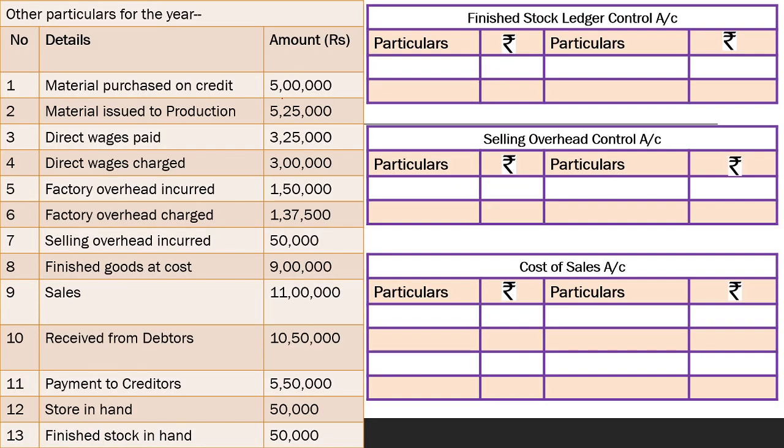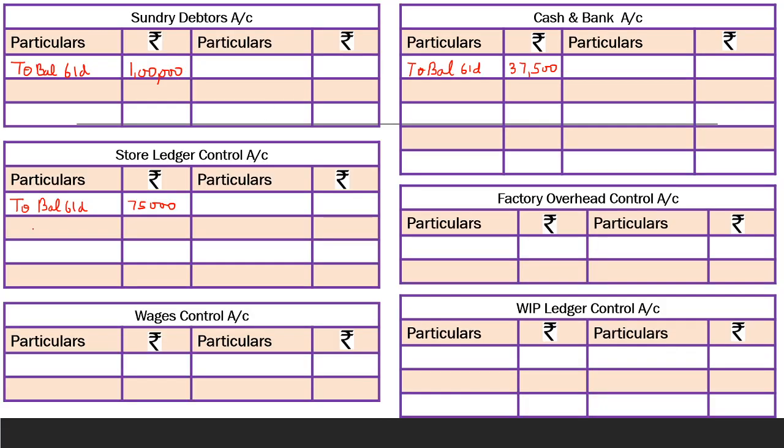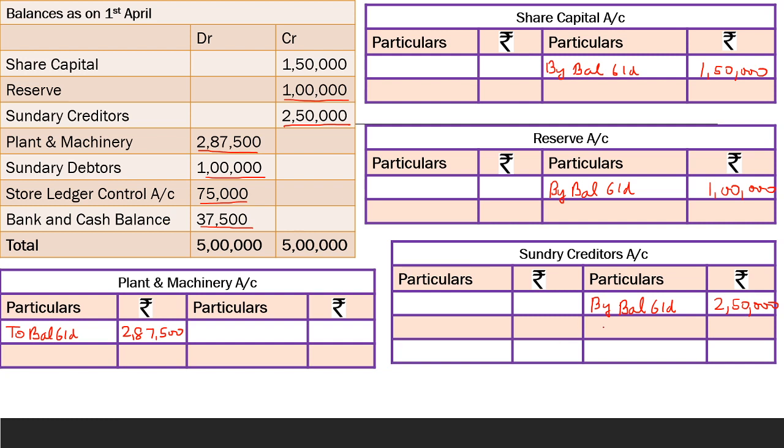Now we take one by one our transactions. Our first transaction is material purchased on credit rupees 5 lakh. Now when we purchase material, it is increased in the store, so we debit the store ledger control account. So on debit side we write to sundry creditors and the amount is 5 lakh rupees, and in sundry creditors account by store ledger control account, and we purchase material on credit costing rupees 5 lakh.